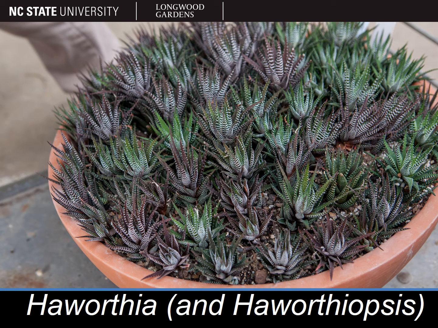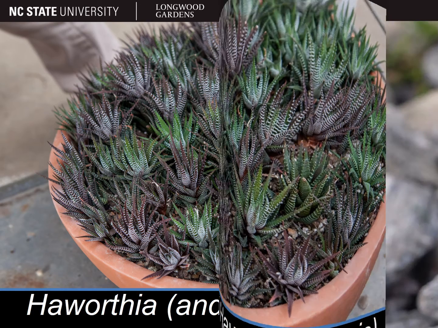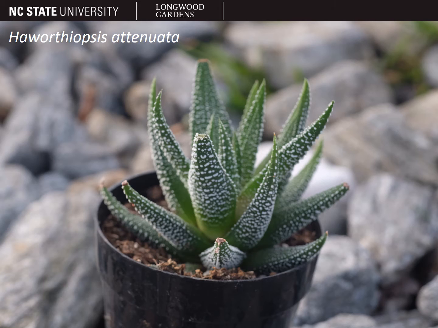The succulent pictured here is Haworthiopsis attenuata, a member of the genus Haworthiopsis, formerly Haworthia. In this lecture, I'll be talking about Haworthia and Haworthiopsis, since many species that were formerly in the genus Haworthia have recently been moved to the genus Haworthiopsis. Haworthia has been subjected to a lot of taxonomic debate, and you will still find a lot of Haworthiopsis called Haworthia in many places. We'll start with Haworthiopsis.